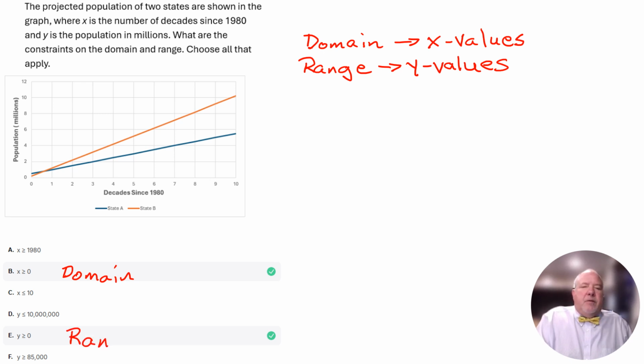All right, so make sure you know the difference between domain and range. And I will point out that if you look at answer A, X is greater than or equal to 1980, yes, this point represents 1980. So that's kind of true, but these X values are these numbers here. These are the X values. So the X values start at 0, not at 1980, although that's what it represents. Okay, so just be careful of that.